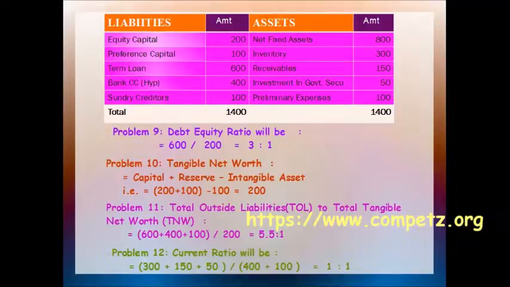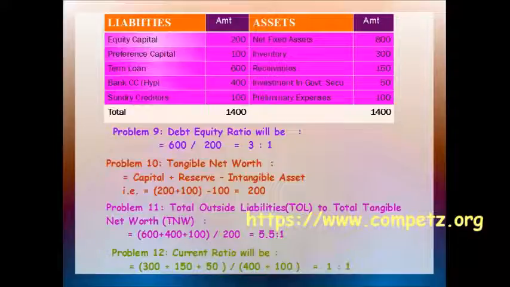Then the next ratio to compute as per the above problem, first we will read out the liabilities and asset side, friends. In the liability side: equity capital 200, preference capital 100, term loan 600, bank cash credit hypothecation 400, sundry creditors 100. So your balance sheet liabilities total is 1400.